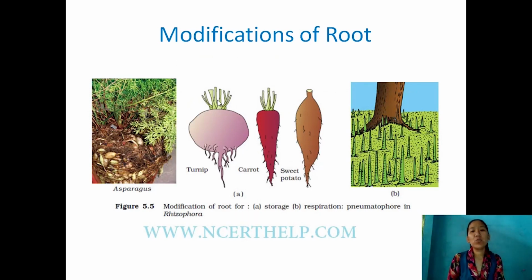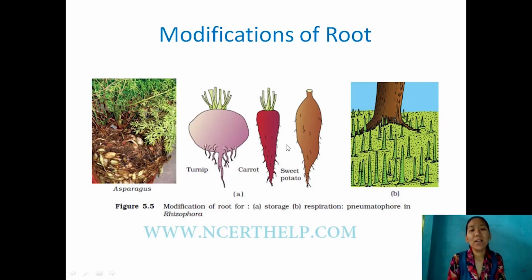Now, these roots are modified for various purposes. The first and foremost is modification of root for the storage of reserve food. This is seen especially in the taproot system. So the roots are modified so that they can store the reserve food. The examples are asparagus, turnip, carrot, and sweet potato. These are all the primary root here.